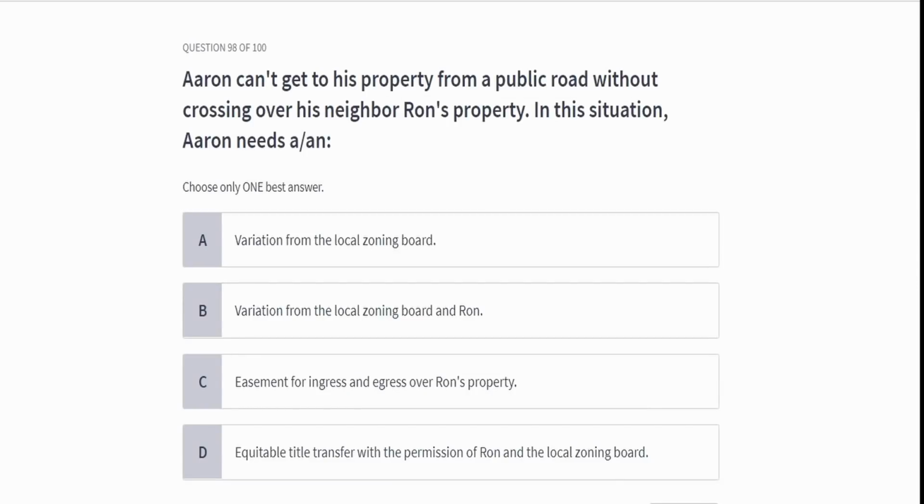Okay, 98. Aaron can't get to his property from a public road without crossing over his neighbor Ron's property. In this situation, Aaron needs a what? Okay, it gives us 4 options. A, a variation from the local zoning board. B, a variation from the local zoning board and Ron. C, an easement for ingress and egress over Ron's property. Or D, equitable title transfer with the permission of Ron and the local zoning board. So I'm going to give you guys some time to come up with the answer on this one, starting now.